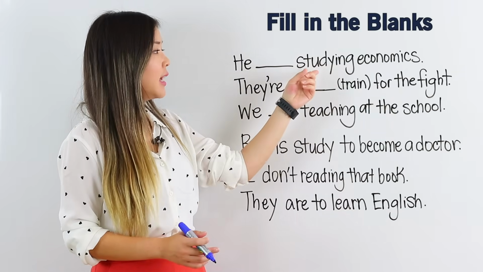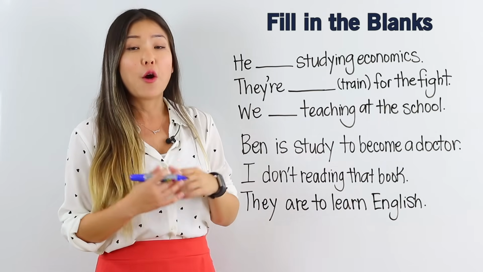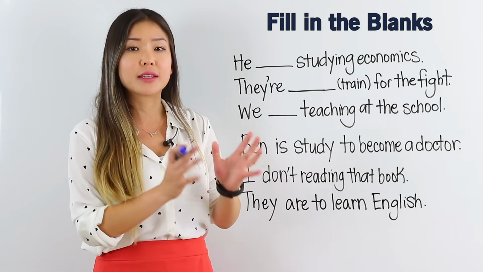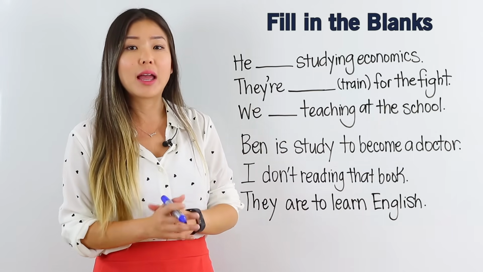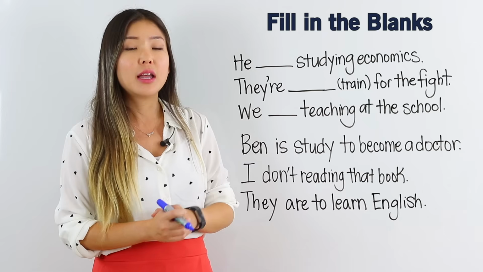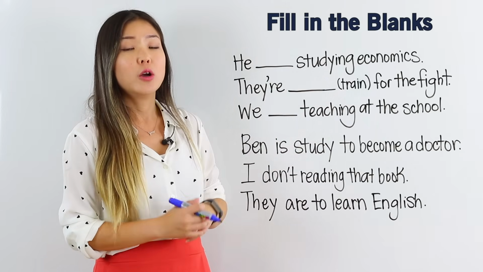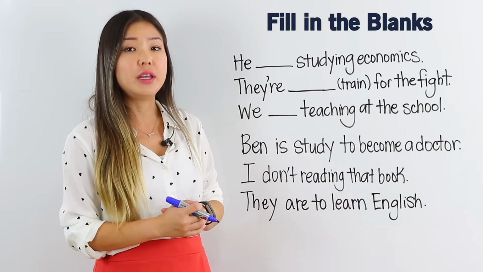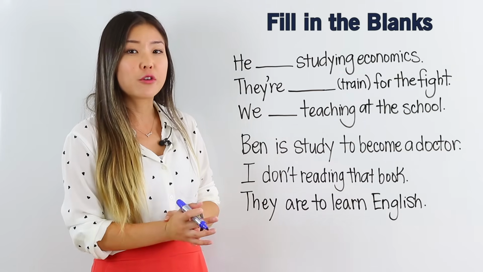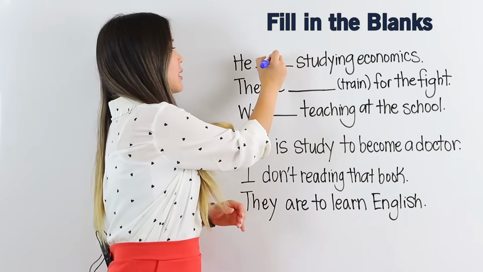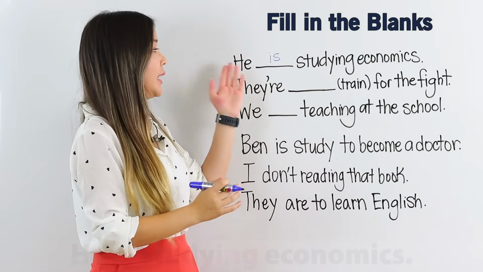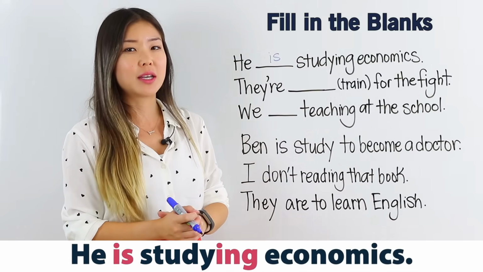Let's take a look at the first sentence. He blank studying economics. Remember, for this tense, we take the subject, a be verb, and then verb ing. Here, we already have the verb ing, studying. So, what are we missing? The be verb. The correct be verb for the subject he is. So, he is studying economics.